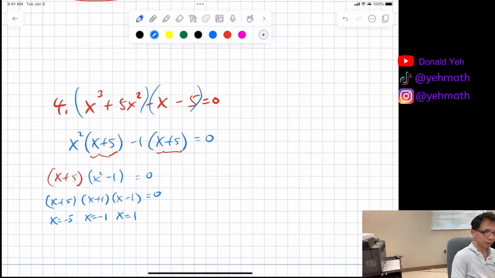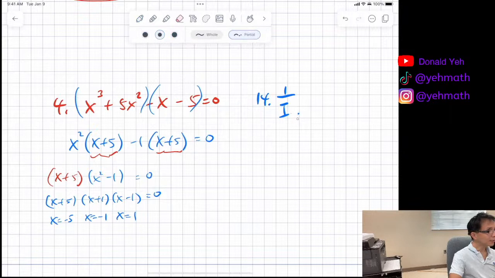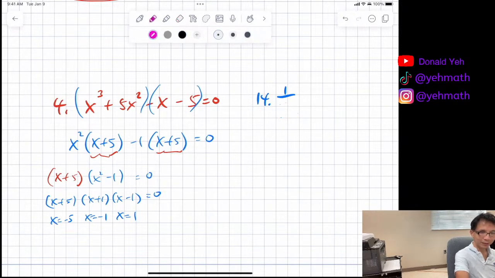Yes. What does 14 say? 1 over K. Is it K? Yeah, that's what I'm saying. It looked like a C. Okay, so 1 over K, okay. Equals 1 over T. T, okay.